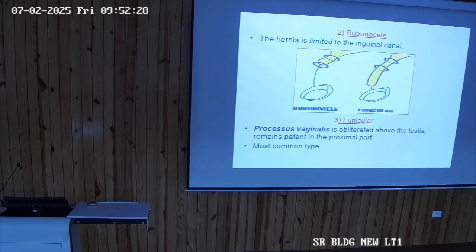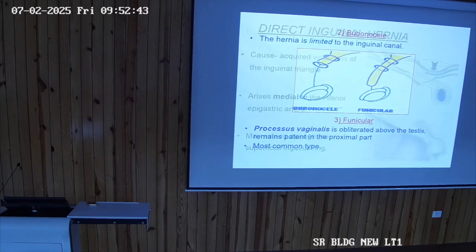It doesn't pass through the superficial inguinal ring. It has passed through the superficial inguinal ring but has not reached the base of the scrotum. The processus vaginalis is obliterated. So then it is a funicular hernia.